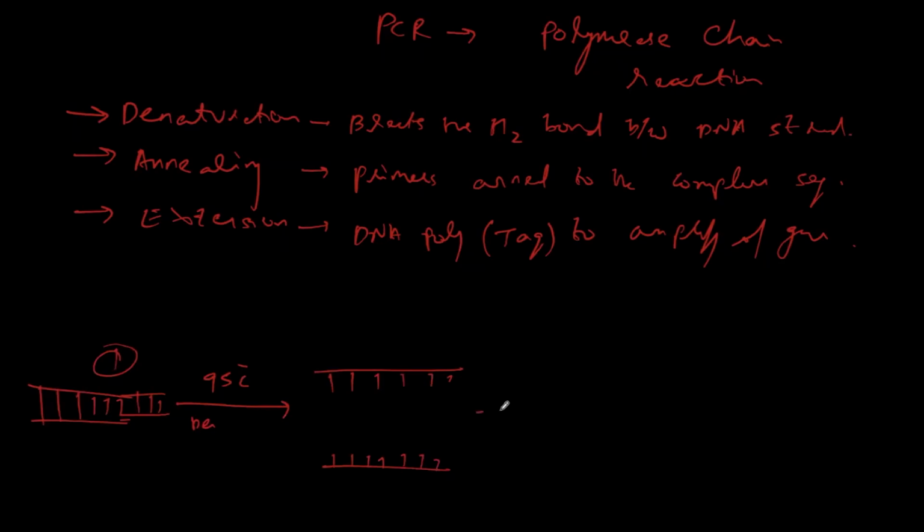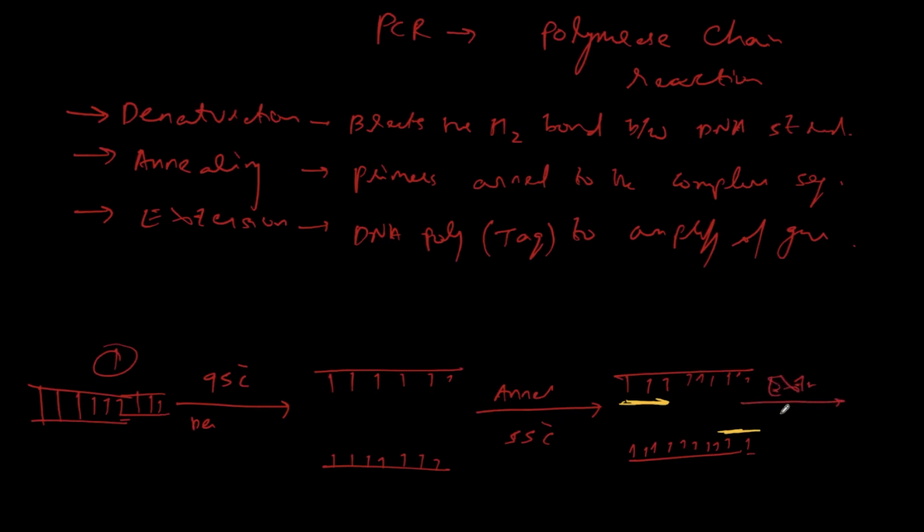Now we have the step of annealing. Annealing is at 55 degrees. In the annealing step, here's the DNA, and the primers bind. This is the first primer, and the second primer. Then we have the extension step, wherein the polymerase comes in. Extension is at 72 degrees, and here the polymerase comes in and basically amplifies the entire sequence.